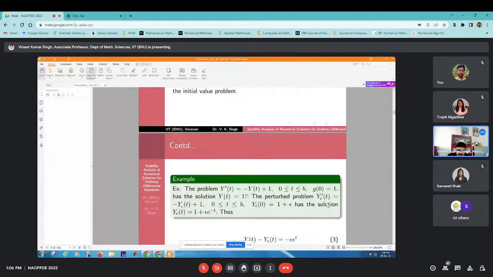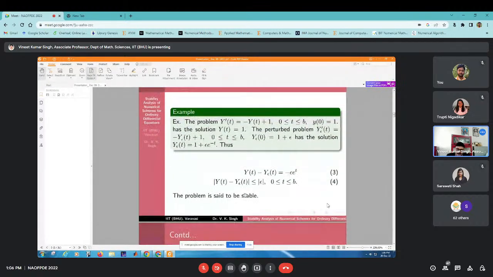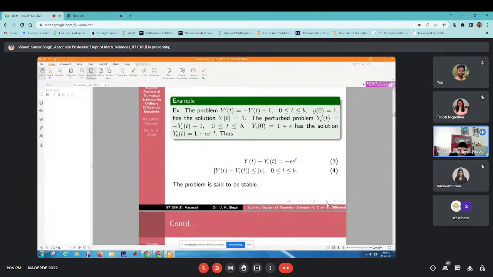Okay, so I have taken one simple example: y prime of t equals minus y of t plus 1 with initial condition y of 0 equal to 1, and it has the solution y of t equal to 1. But I have made a simple modification. I have perturbed the initial condition with an epsilon value, adding one epsilon term as a perturbation, and then I found the solution. The closed form solution we received is 1 plus epsilon e to the power minus t.